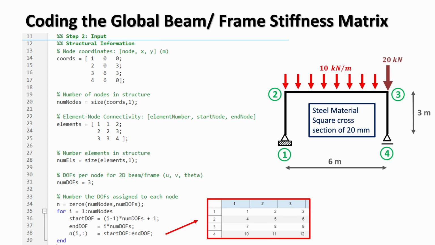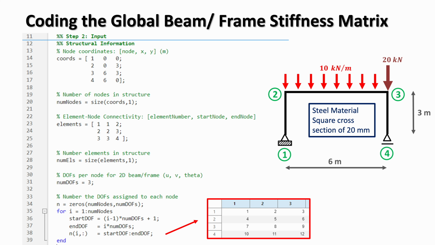Next, we tell the program how the nodes are connected to form elements in the elements array. Here, each row lists the element number, the start node, and the end node. So, element 1 runs between nodes 1 and 2, element 2 between 2 and 3, and so on. This connectivity table defines the skeleton of the frame. Finally, we can count how many elements there are with the size command. It'll count how many rows are in the connectivity table, in this case 3. This gives us the number of members in the frame, which the program will later use when looping over elements.